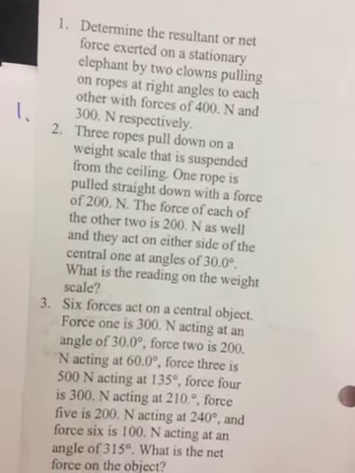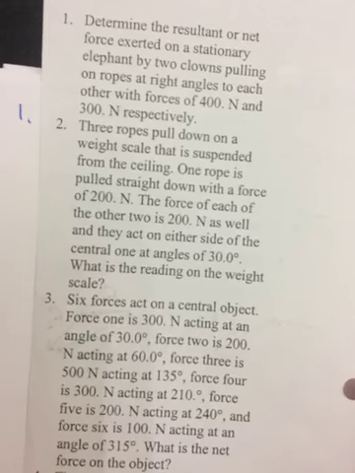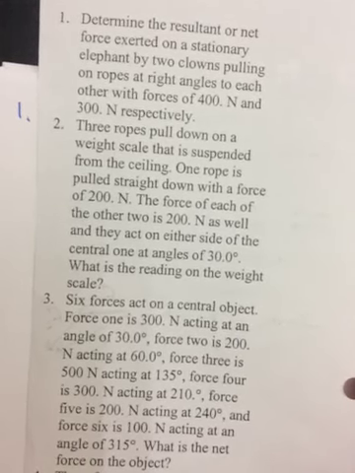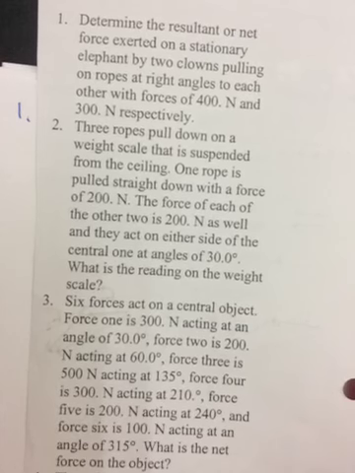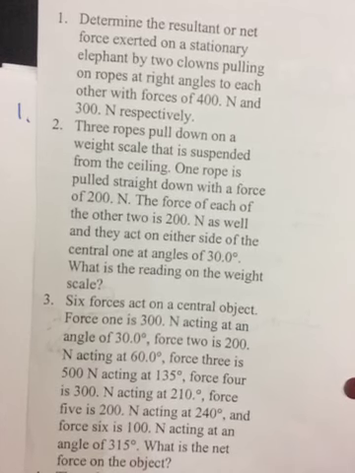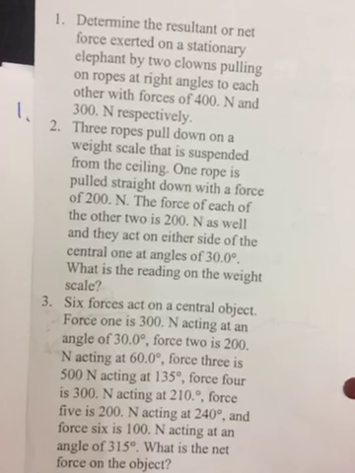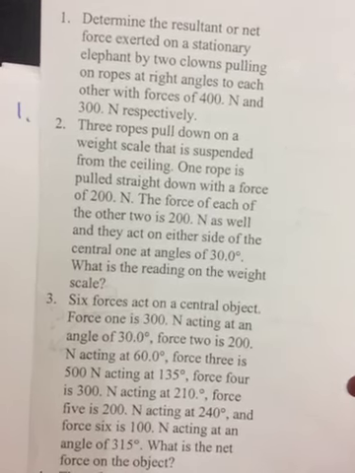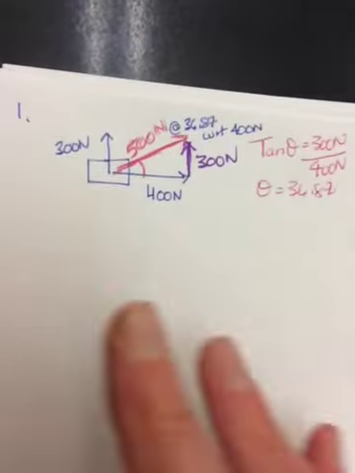Number 2. 3 ropes pulled down on a weight scale that is suspended from the ceiling. 1 rope pulled straight down with a force of 200 newtons. The force of each of the other 2 is 200 newtons as well. And they act on either side of the central one at an angle of 30 degrees. What is the weight on the scale?